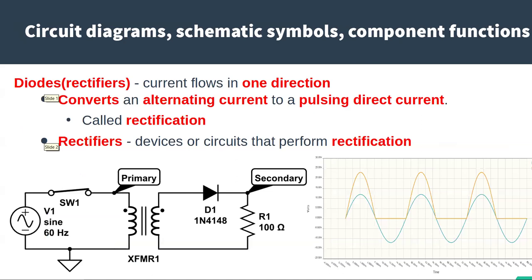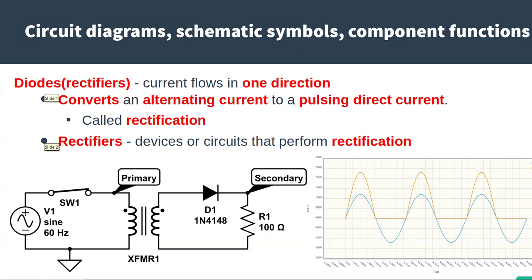Okay, we talked about diodes last week, and one of the uses for a diode is to perform rectification. And when we use them that way, we call them rectifiers. It's still a diode. And in that mode, it converts alternating current to a pulsing direct current because it doesn't change direction. It just varies in value from 0 to some peak value, which is on the chart on the bottom right.